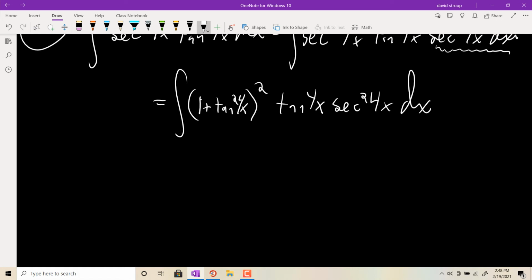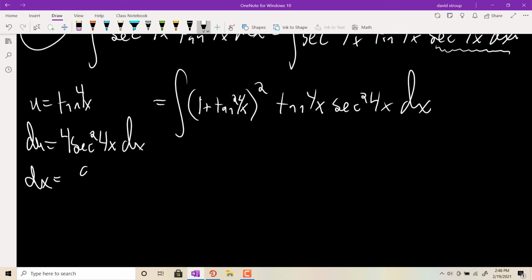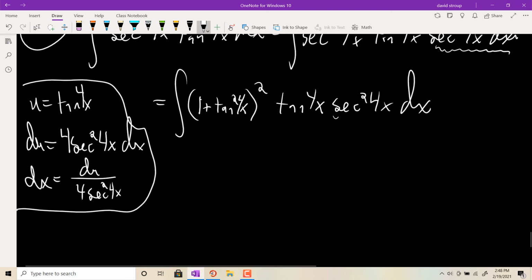Anyways, let's go ahead and do our u sub. So our u, we're going to let be tan 4x, and then our differential is secant squared of 4x times 4, because of the chain rule, and then dx. Then we can divide out by this 4 secant squared 4x, and you see that it's going to cancel out with all that material.